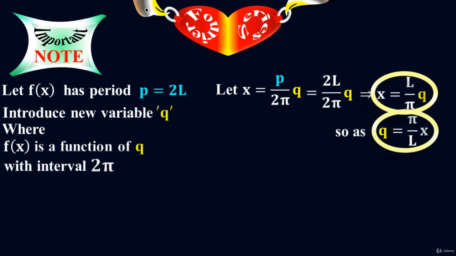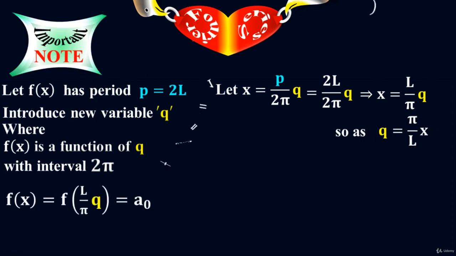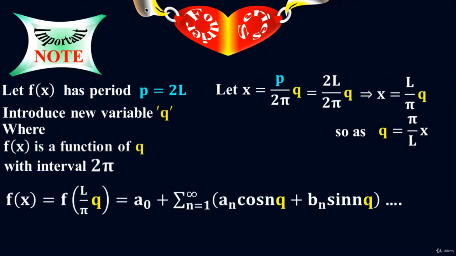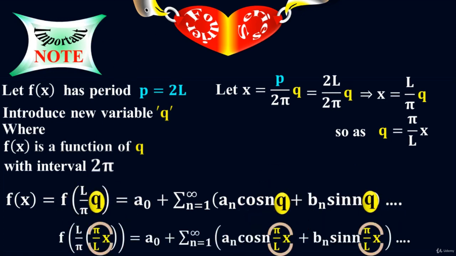Here I derived two small equations. One is for x which equals L over pi times q, and the other is for q which equals pi over L times x. Just substitute the value of x and q in the formula here, where my new formula f of x equals f of L over pi times q, because the value of x equals L over pi times q. In cos nx and in sin nx I put the value of x equals q, where the value of q equals pi over L times x. Just substitute the value of q here.